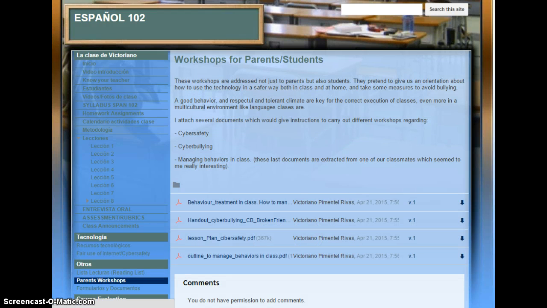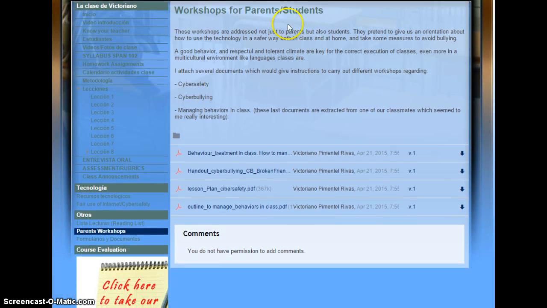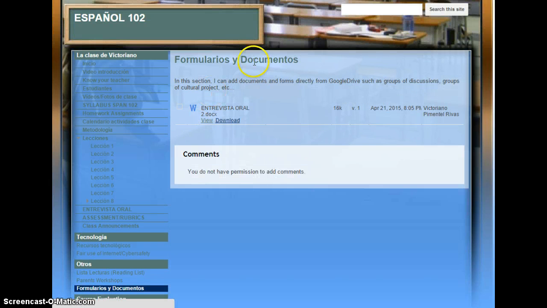Parent workshops. Parent workshops also for students about cyber safety, cyberbullying, managing behaviors in class. This section is very important since we are moving in a multicultural environment. Forms and documents. For example, a document about the oral interview, or also other important documents, some news or something interesting in Spanish.